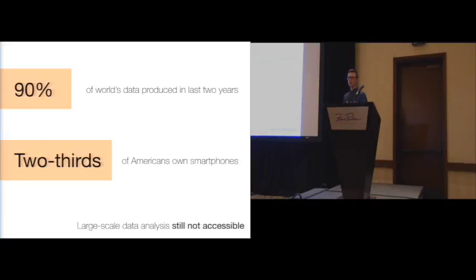The majority of Americans have smartphones and have surrounded themselves with sensors. We saw in Ben Zorn's keynote the other day that we now have Internet of Things enabled light bulbs and forks that are all gathering data on us and feeding it back into our personal lives. With that being said, though, large-scale data analysis is still not accessible to the average consumer.